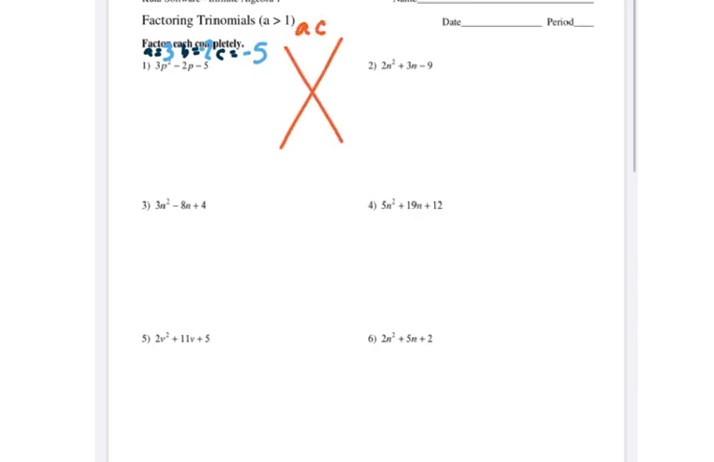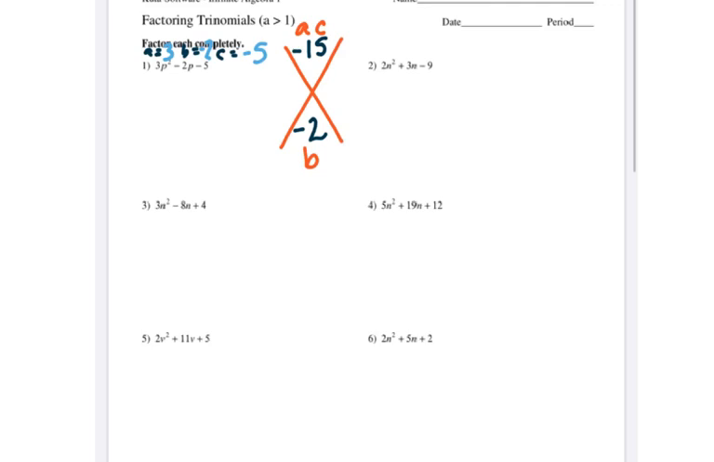My X puzzle will always take your A times C number, air conditioning, AC, and put it on the top. And then it will take your B number and put that on the bottom. So my A number times my C number is 3 times -5, which is the number -15. B stands for bottom, so the bottom number is -2.